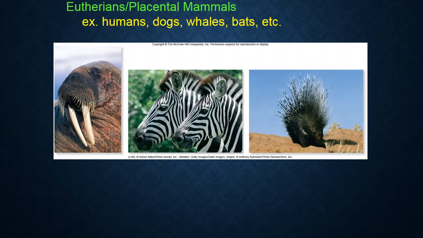Okay, and then our third group is our eutherians, or our placental mammals, and these are the ones that you are the most familiar with. We are a eutherian. Dogs, whales, bats, these lovely porcupines, zebras, walruses.